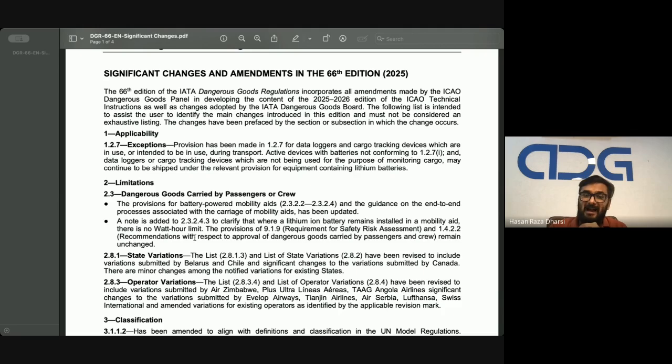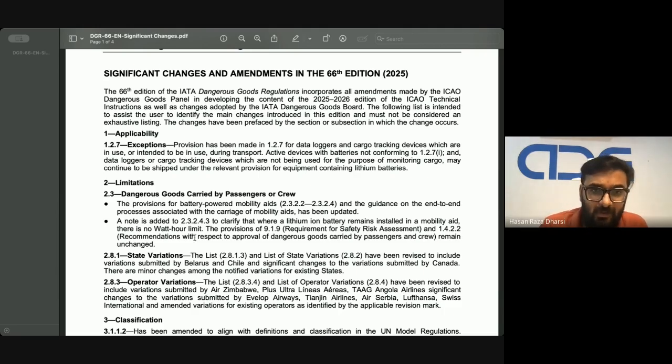Secondly, a note is added in 2.3.2.4.3 to clarify that where a lithium-ion battery remains installed in the mobility aid, there is no watt-hour limit. Before, there was a watt-hour limit, like 100, or somewhere around 160. But right now they have ended this, and there is no such limit making constraints for the watt-hours.